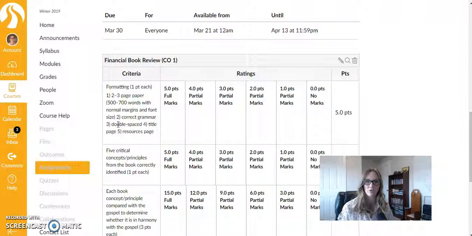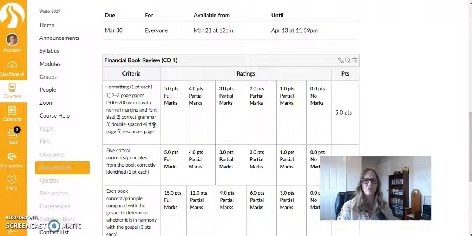Do make sure it's double spaced. And then margins, it says normal margins. I'd say something like 1-inch margins and a normal font size. And so 11 or 12 point size font is usually good.